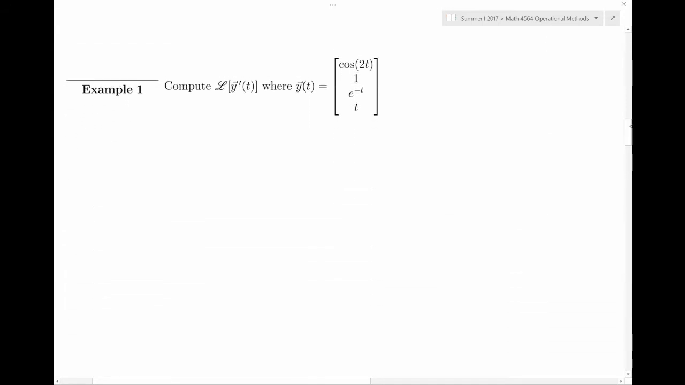So before we start looking at the systems of ordinary differential equations, let's look at a quick example of when we compute the Laplace transform of the derivative of this vector. And I want to do it several ways. I want to compute the derivative and then compute the Laplace transform, or use the relations we have for the Laplace transform.